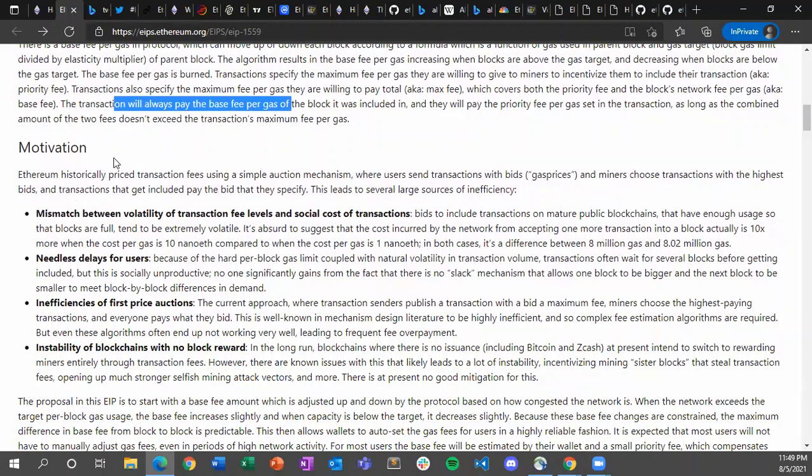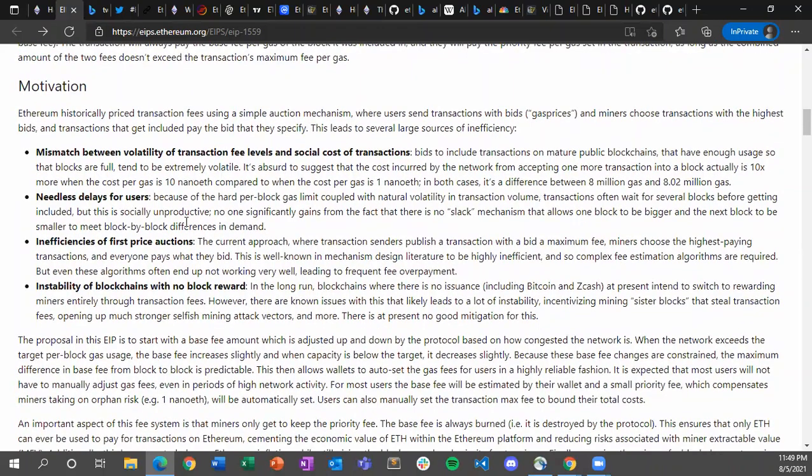Now, for the motivation behind the London hard fork, there are 4 key details here. There is a mismatch between volatility of transaction fee levels and social costs on transactions initially, as we see from the past 5, 6, 7, 8 years. There's a lot of price volatility, not just in the price, but the underlying fees as well. And it accounts for that social cost on transactions, how popular it is, how much demand there is, how much is traded. And there are needless delays for users.